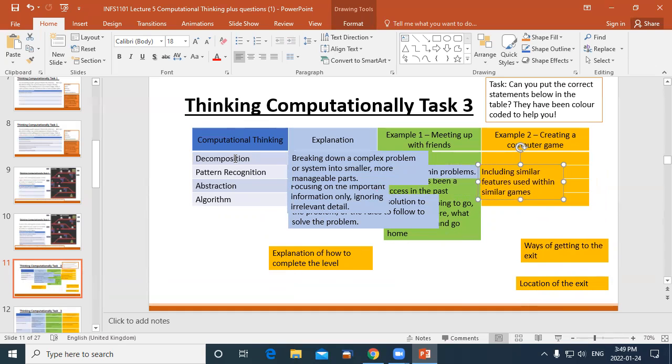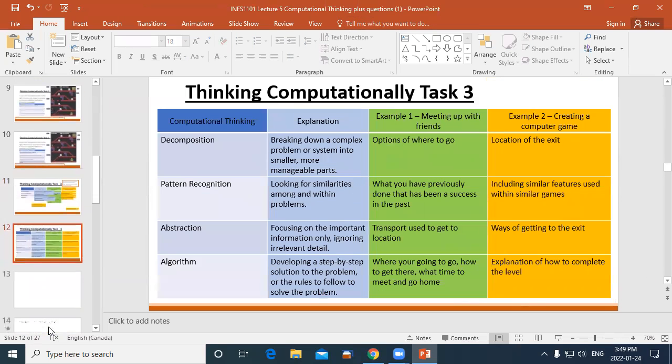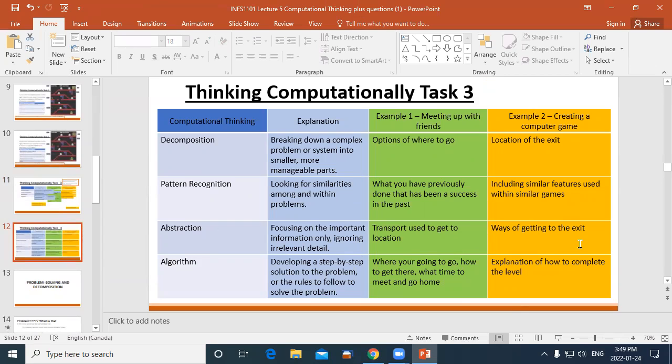Explanation on how to complete a level. Would that be decomposition, abstraction of the exit? There's kind of, you know, ways of getting to the exit. Ways of getting to the exit, I think they mean by explanation of how to complete a level. Like a level is decomposition, or you might think, sorry, I was talking about abstraction. Explanation on how to get to a level. Well, location of the, I don't know. Those are kind of weird. Let's see what they say. Abstraction is ways to get to the exit. Explanation. Anyway, so there's some answers.